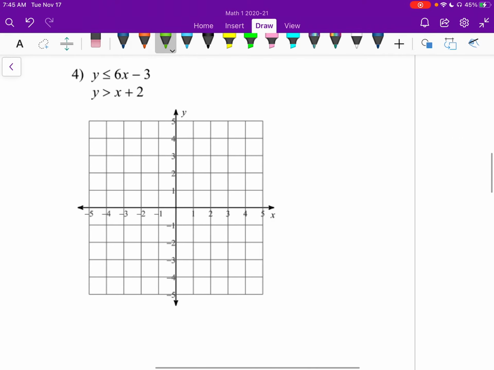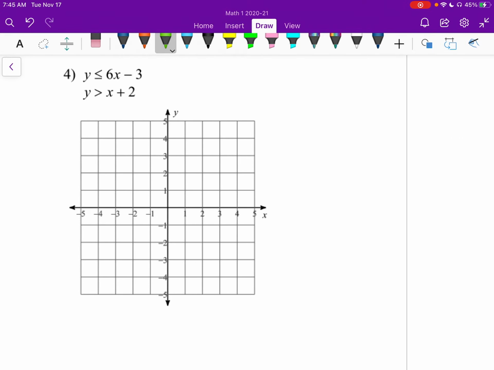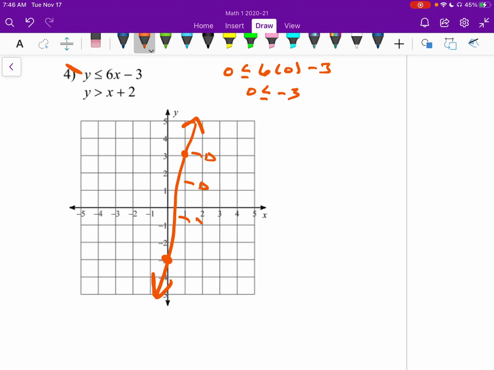All right, number 4. The first one, we'll make it orange. It has an intercept at -3 and a slope of 6. So I'm going to go up 6 and over 1. This is the first one that has a little line underneath the inequality, so we're going to have a solid line. And whenever I plug in 0, 0, I'm going to say 0 is less than or equal to 6 times 0 minus 3. So 0 is less than -3. And that's not a true statement, so we're going to shade away from the origin.